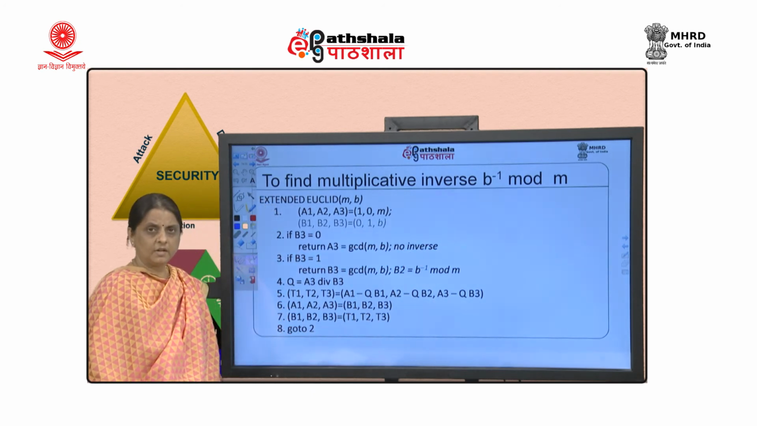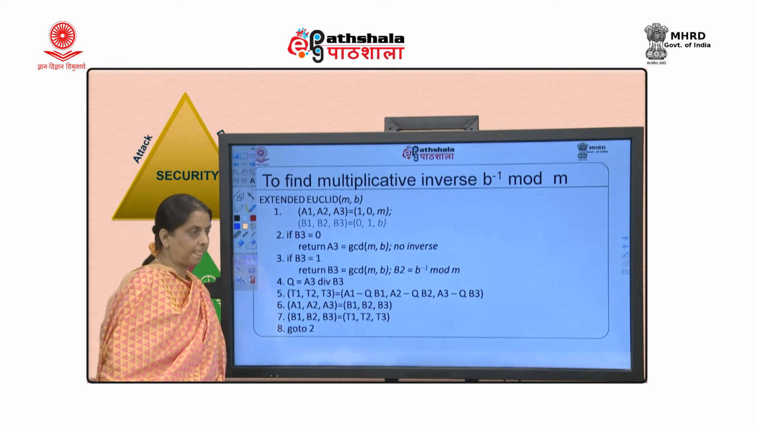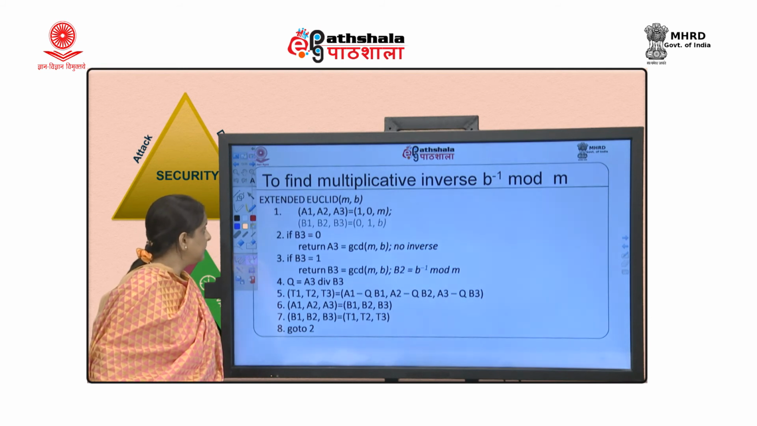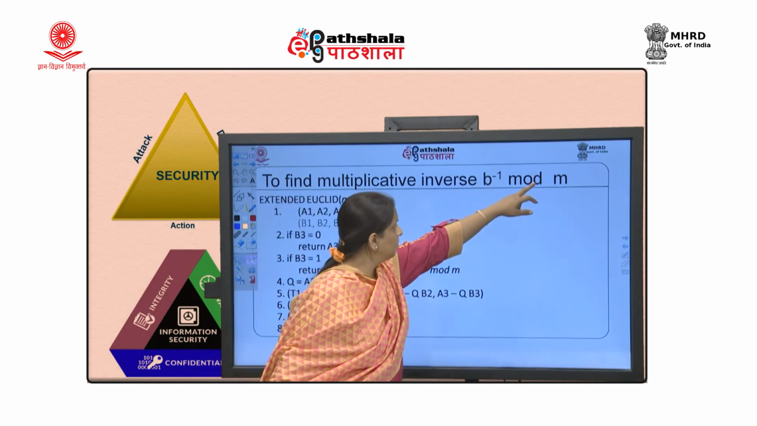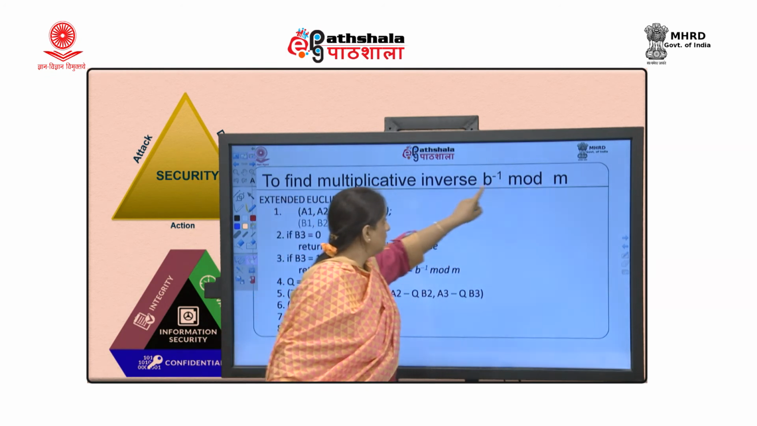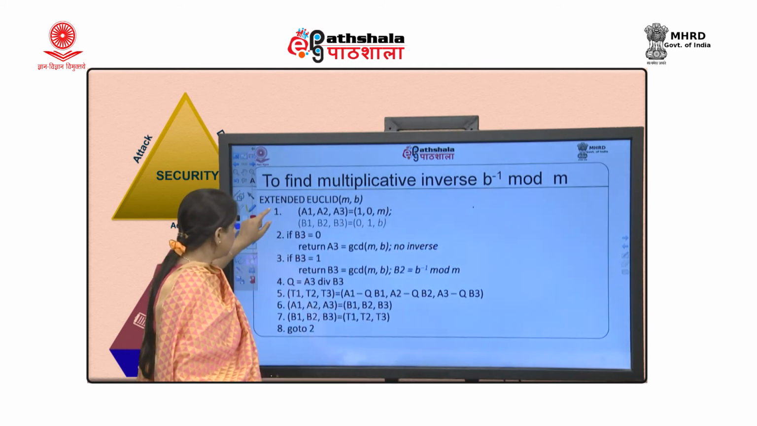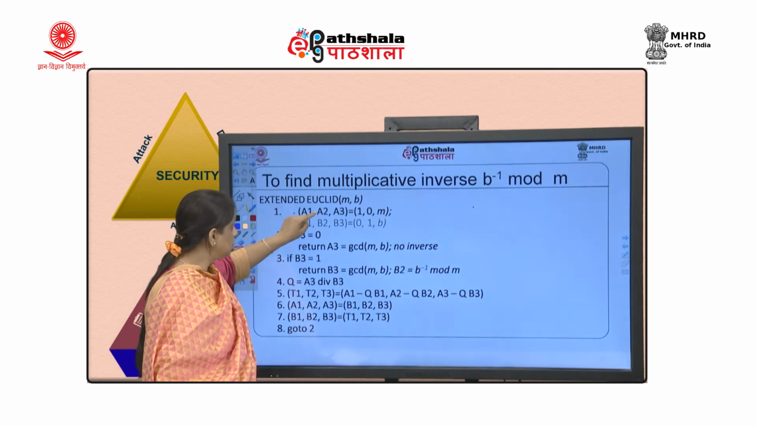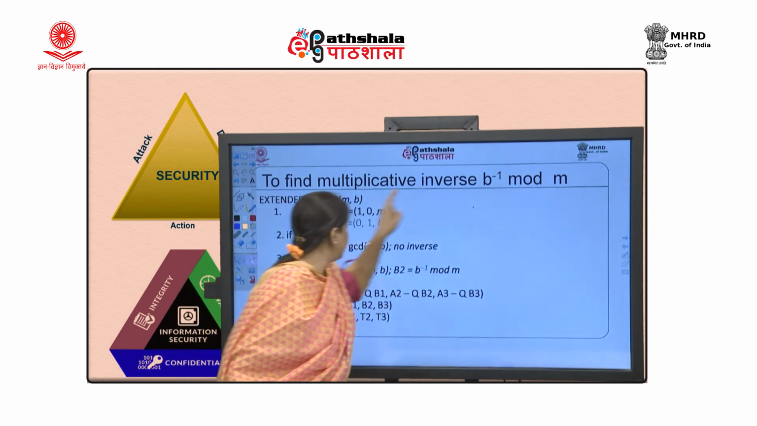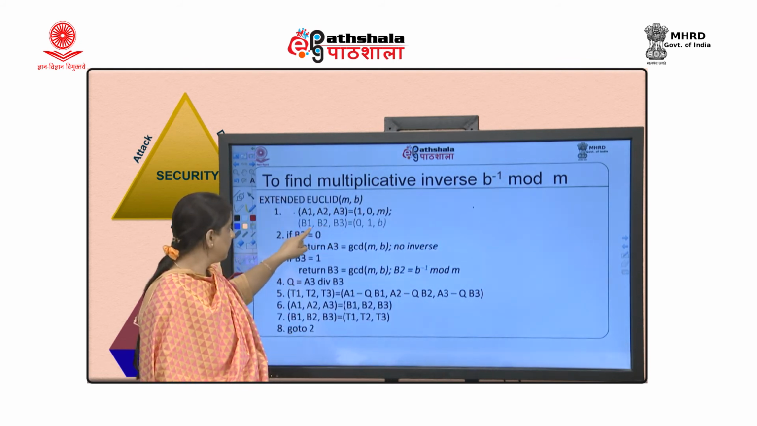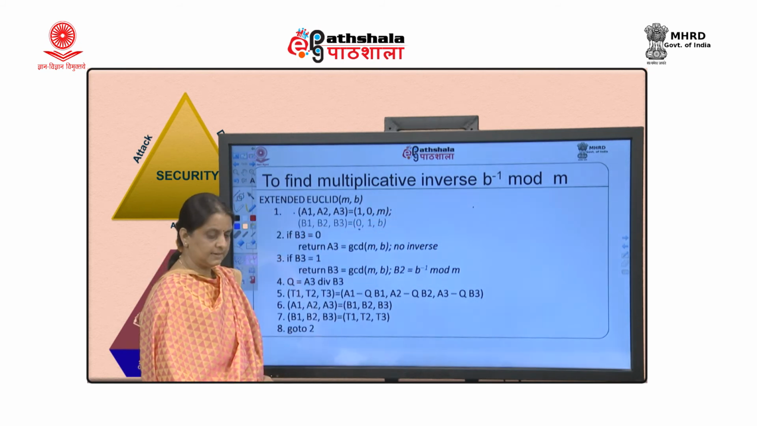As we have seen in this process, multiplicative inverse is important. So, how do you find the multiplicative inverse of any number? For example, it is B inverse mod M. Whose inverse do we want to find? B's inverse in modulo M. So, this is the algorithm. You start with A1, A2, A3, given as 1, 0 and M. So, M is reflected in A3, then you have B1, B2, B3 as 0, 1, B.